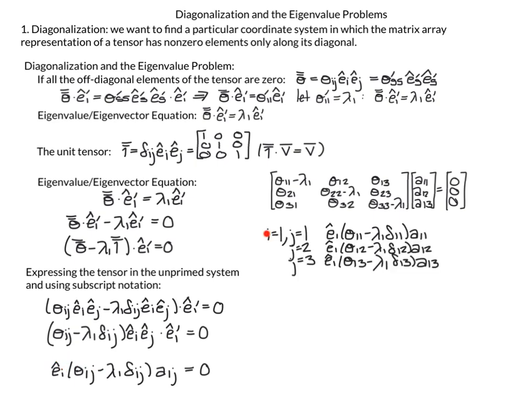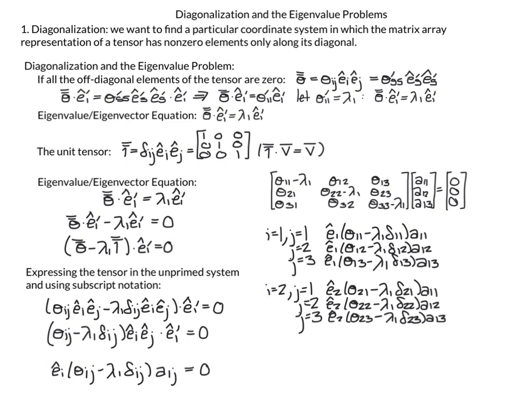I'll start with the summations when i is equal to 1, and I'll let j go from 1, 2, and 3. So this equation here, when i is equal to 1, I'm going to have e1 hat times sigma 1, 1 on this line, and then minus lambda 1 delta 1, 1, a sub 1, 1. Now I'll let j equal 2. I still have i equal to 1. I'm going to have e1 hat, sigma 1, 2, minus lambda 1, delta 1, 2, a sub 1, 2. And when j is equal to 3, I get e1 hat, sigma 1, 3, minus lambda 1, delta 1, 3, a 1, 3.